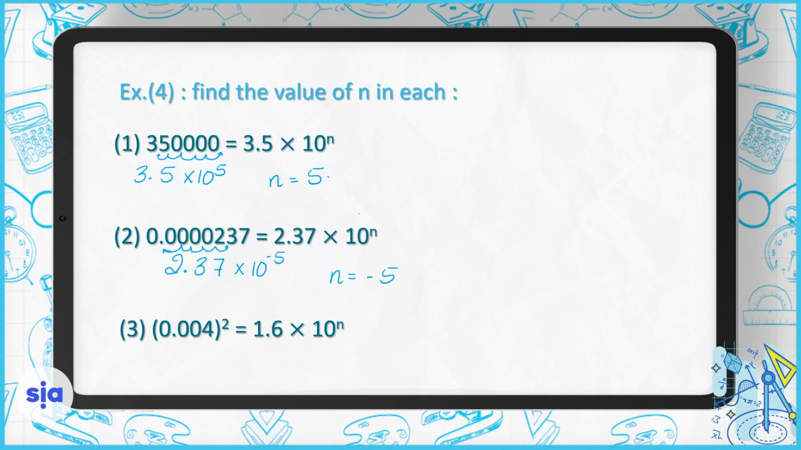Question 3, if you get 0.004 to the power of 2, it's 0.0000, the zeros doubled, so 1, 2, 3, 4, and then 4 squared is 16. How can we write this in scientific notation? It's 1.6 times 10 to the power of negative. We go left 1, 2, 3, 4, 5. So it's negative 5. Again, the n here is the power, which is negative 5.